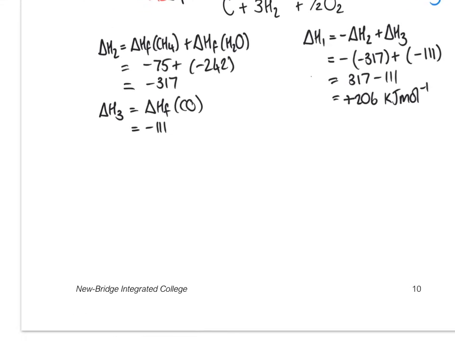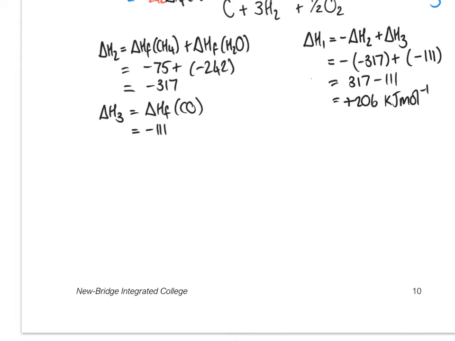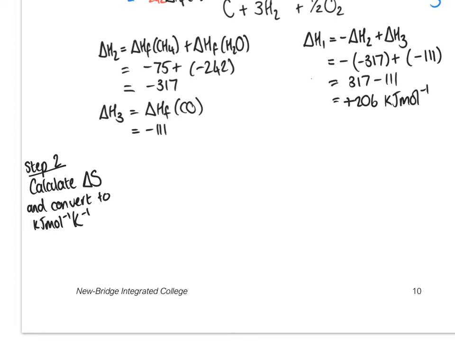So this is step 2. Step 2 is calculate delta S and convert to kilojoules per mole per Kelvin. Okay, and we were practicing this earlier, it's no different. Okay, so first of all, I want to work out the entropy of my reactants.